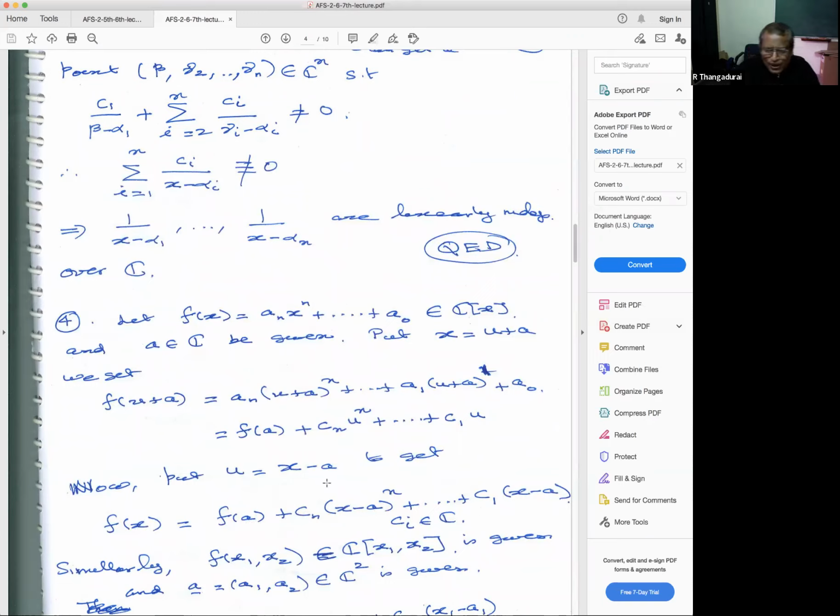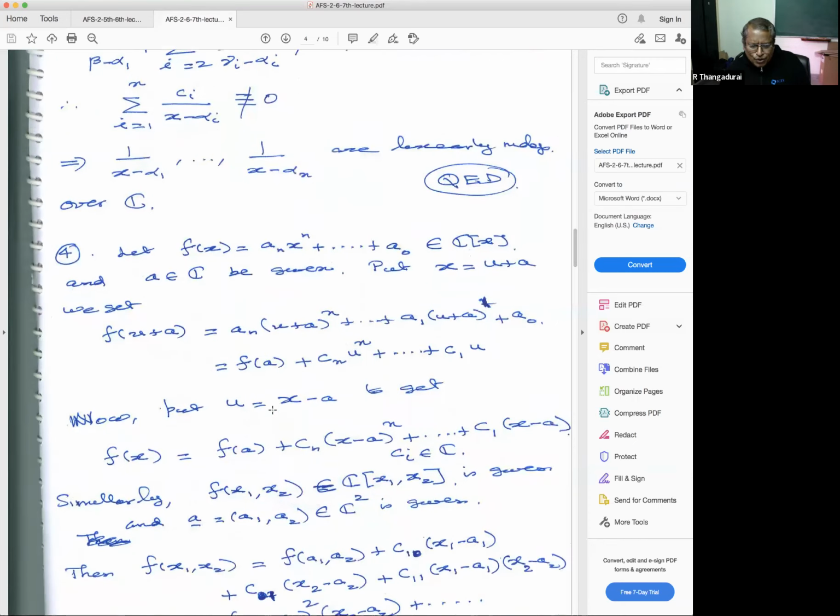So what we are doing is, f of x is written in terms of x power i's, the monomials x power i's. Now we are changing the monomials into x minus a and its powers, a linear combination. That's all we are doing. It is like a Taylor expansion for a differentiable function around the neighborhood of a.